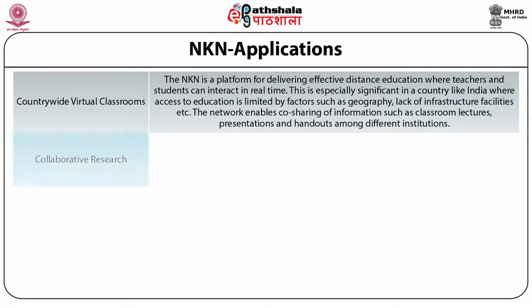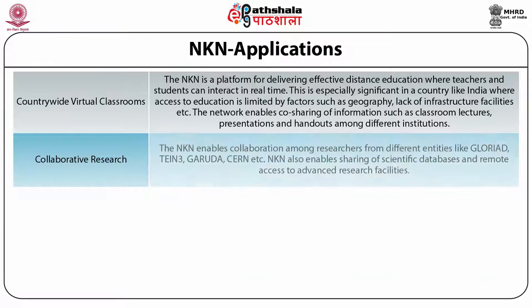When we talk about collaborative research, the NKN enables collaboration among researchers from different entities like GLORIAD, TEIN3, Garuda, CERN, etc. NKN also enables sharing of scientific databases and remote access to advanced research facilities.